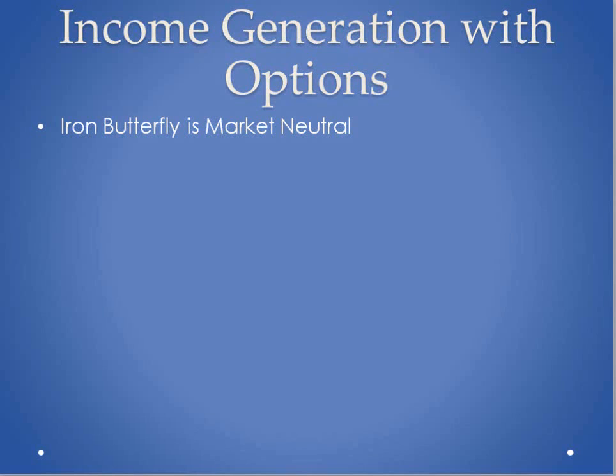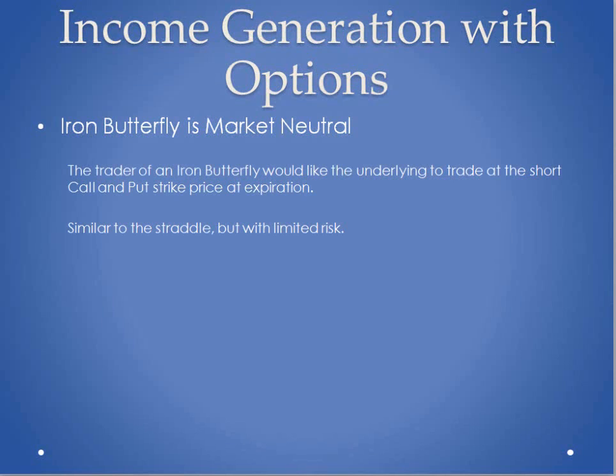We really would like to see it flatline straight across the board and trade at 60 for the next 50 days. Highly unlikely, but we want to take advantage of the time decay or the theta decay in this kind of strategy. The trader of the iron butterfly is looking for the trade at the short call and put price at expiration, which is, we will show a chart of that in a little bit, but it's at the peak.